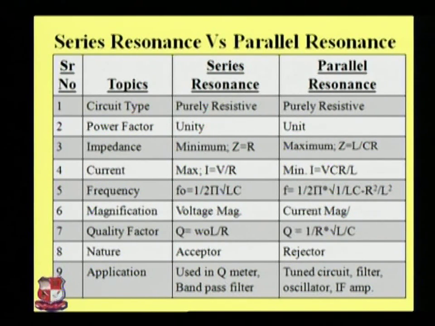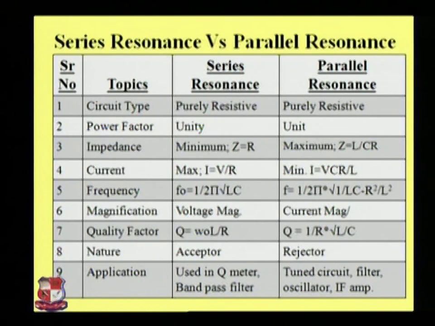Now the magnification. The magnification for the series circuit is voltage magnification, and for the parallel resonance circuit it is current magnification. The quality factor, that is Q. If you are talking about which one is better, series or parallel resonance, then you have to talk about the quality index, that is Q equals omega 0 L by R for series, and for the parallel resonance circuit the quality factor is 1 by R into under root of L by C.